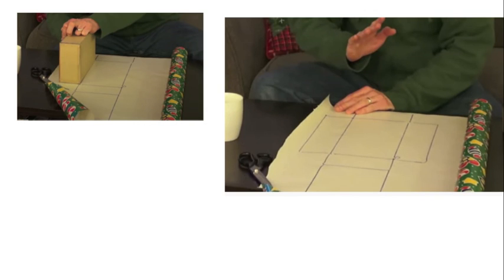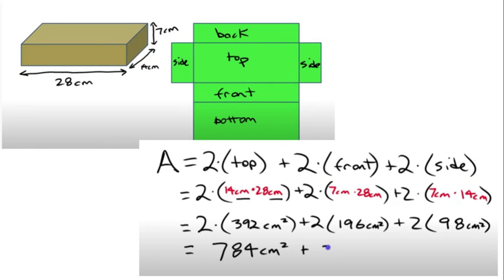If I unfold it again back to the net and I take the area of all those pieces, then I can find it. So for example, if we have our box that we're wrapping and these are the dimensions, you'll see that the top and the bottom are the same shape. The front and the back are the same shape. And then the two little sides are the same shape. And so I can find the area of the top times 2. I can find the area of the front times 2. And I can find the area of one of the sides times 2. And so if I find the area of all those pieces and then add it all together, I can get my total surface area for the entire box.